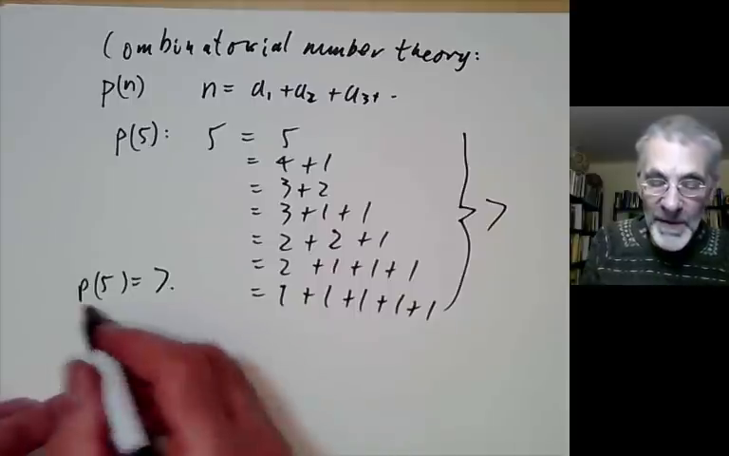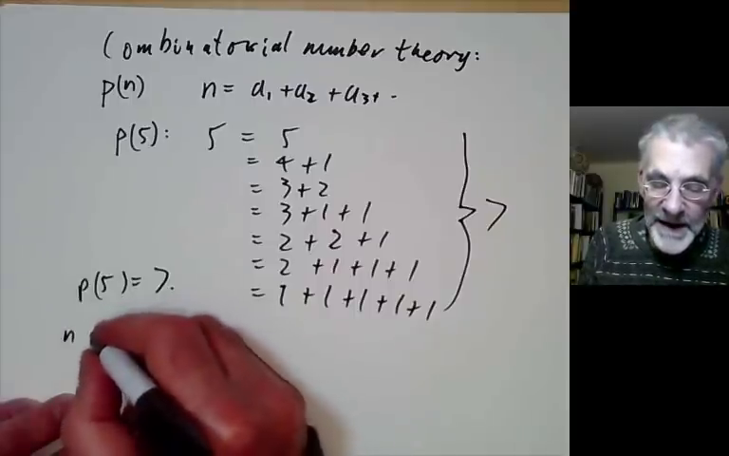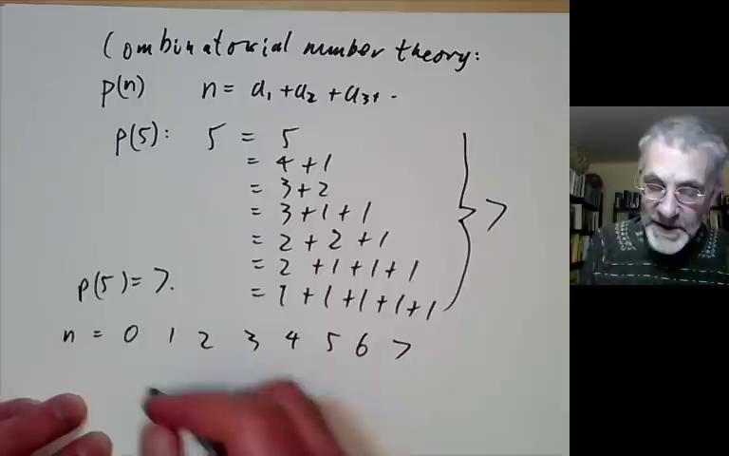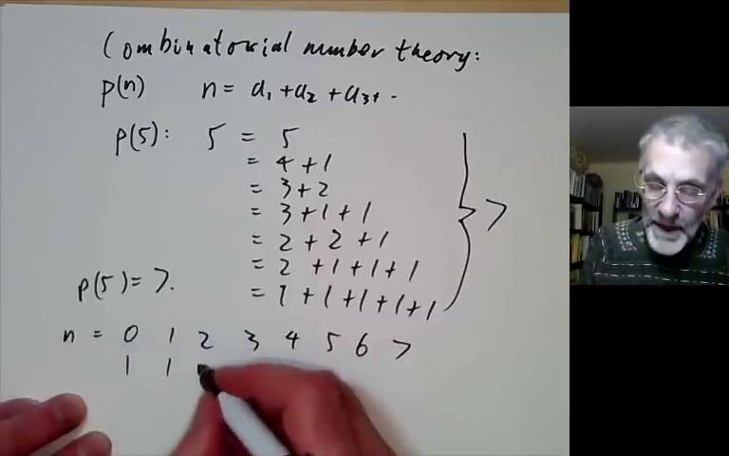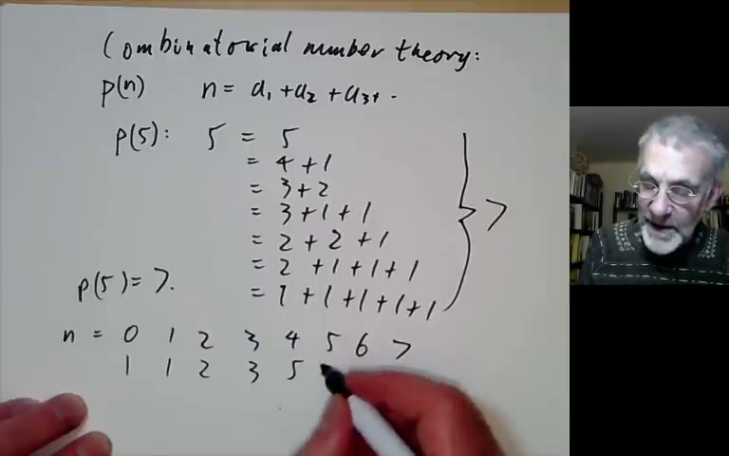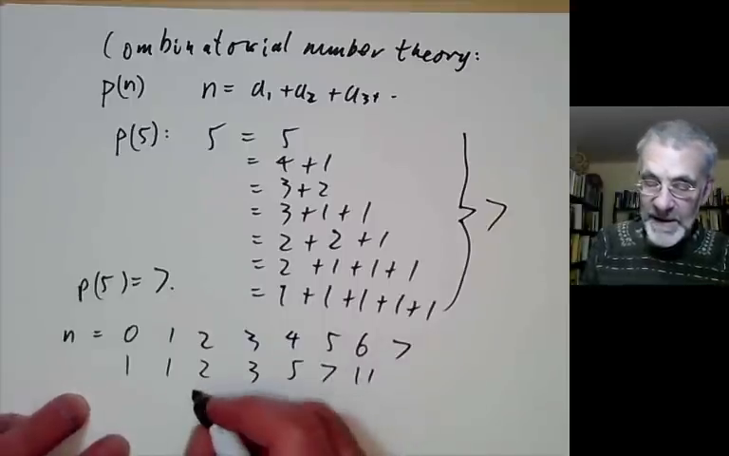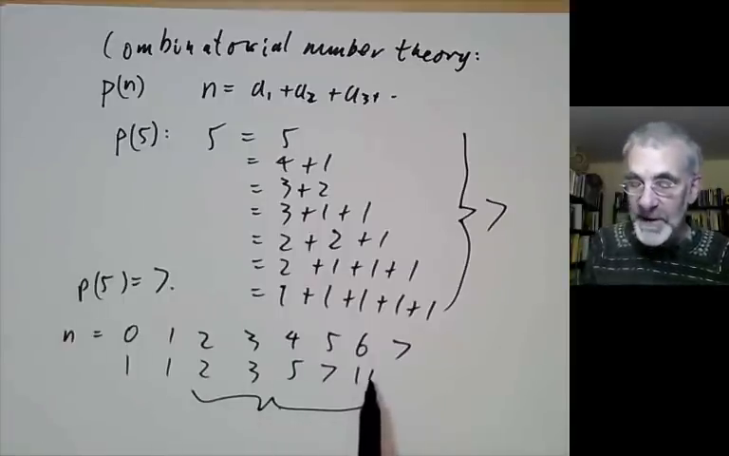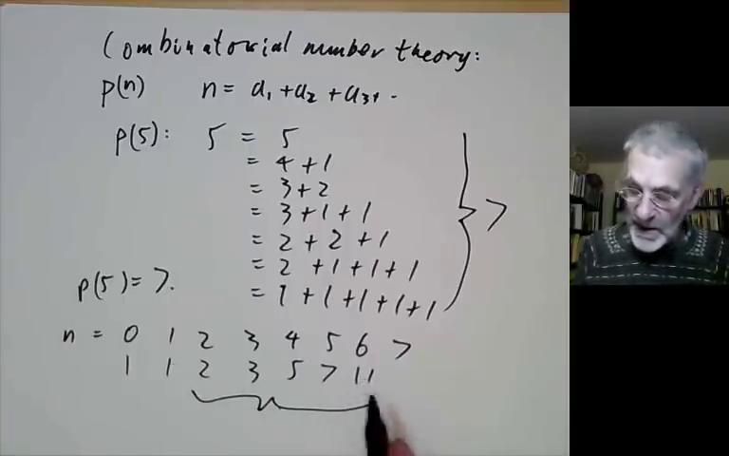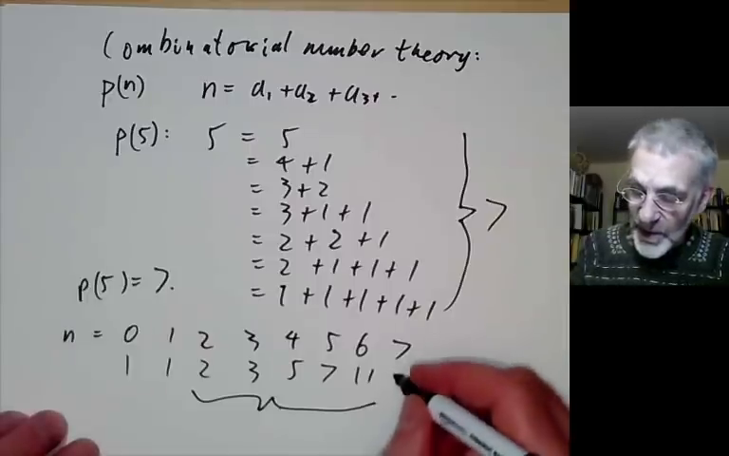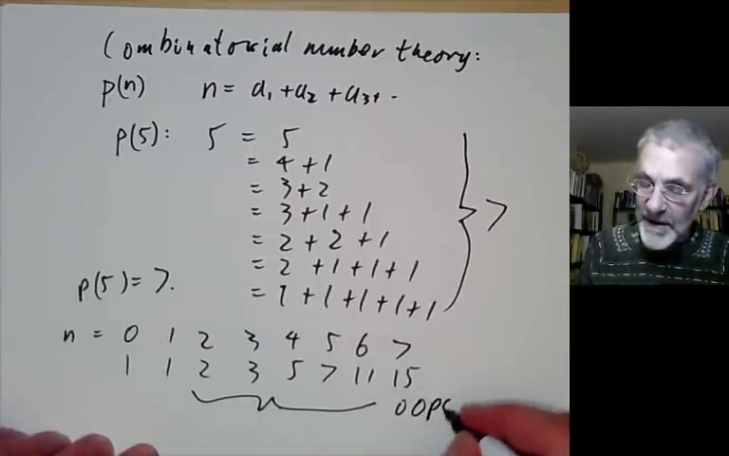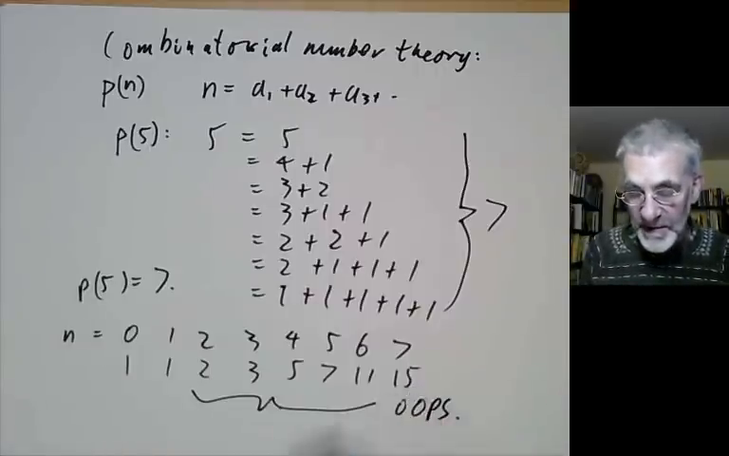And if you look at a table of p of n, it looks like this. So here n is 0, 1, 2, 3, 4, 5, 6, 7, and so on. So the partitions go 1, 1, 2, 3, 5, 7, 11. And this is very exciting because you see, the partitions of a number turn out to be just the sequence of primes. Well, no, not really, because when you go to 7, the number of partitions of 7 is 15. So this rather nice conjecture fails.